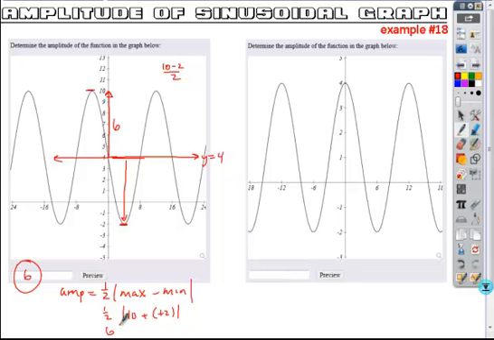Okay? And so you can do it either way, whatever works for you. But if you are finding the equation anyway, you probably want to find the midline and then count from there, because you're going to use that information anyway.